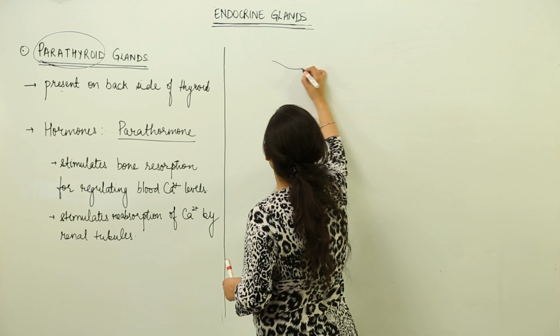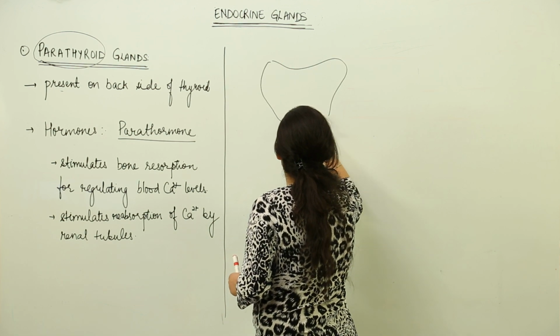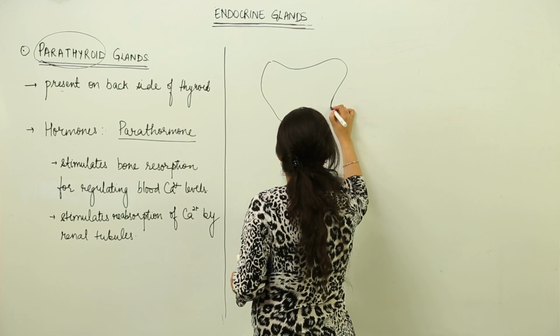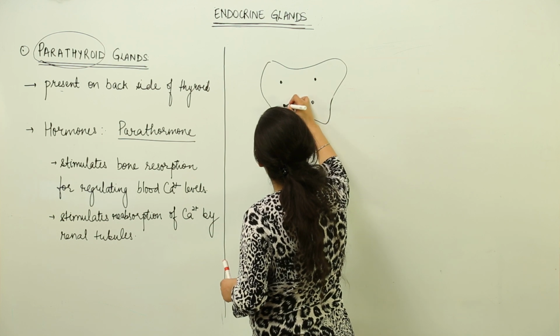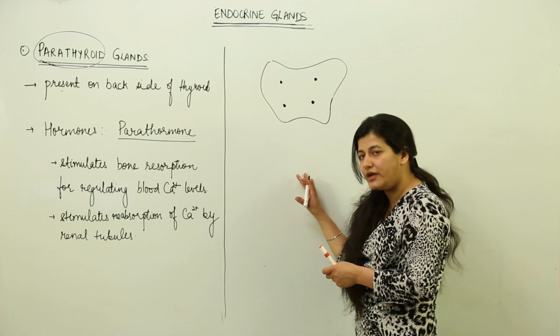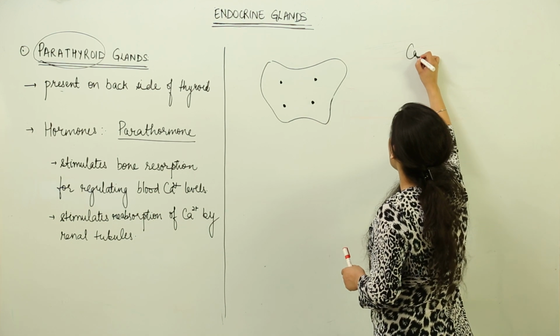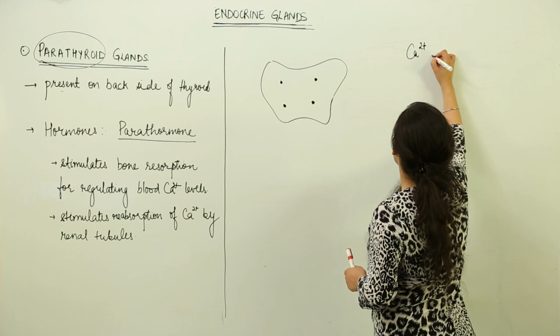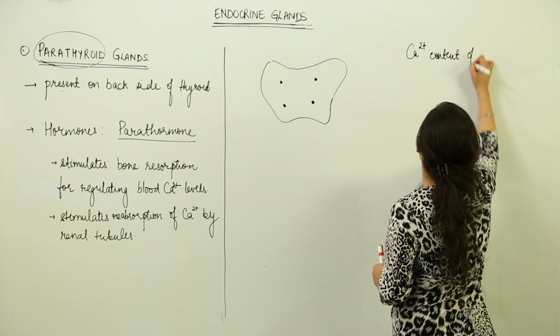So we had seen that the thyroid gland was like this near the trachea, and if this is the thyroid gland, there were two pairs of parathyroid glands present like this. So this is the parathyroid gland, which is present along with the thyroid, and is very important for regulating the calcium ion content of blood.